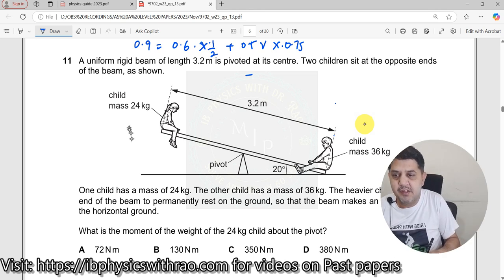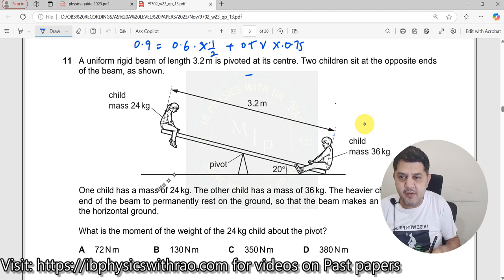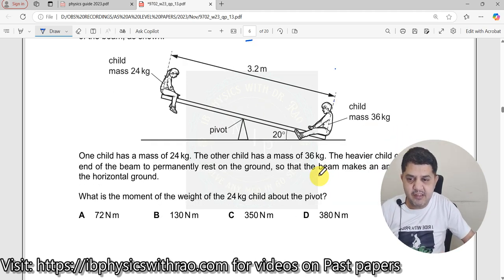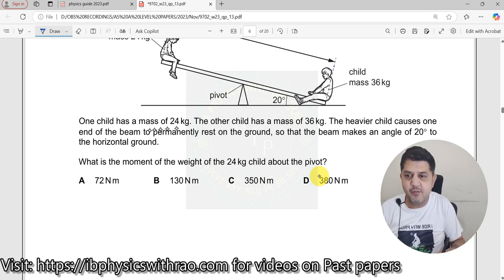Okay, question number 11. A uniform rigid beam of length 3.2 meters is pivoted at its center. Two children sit at the opposite ends of the beam as shown. One child has a mass of 24 kg, this is 24 kg, this is 36 kg, and the heavier child causes one end of the beam to permanently rest on the ground. The beam makes an angle of 20 degrees to the horizontal ground. Okay, fine. So all this is given.